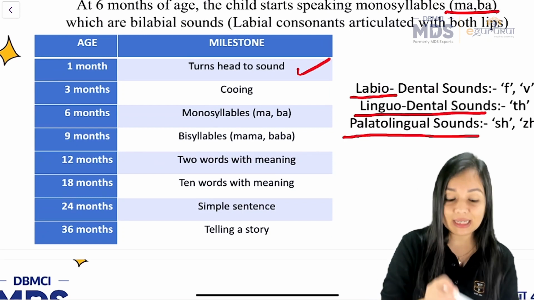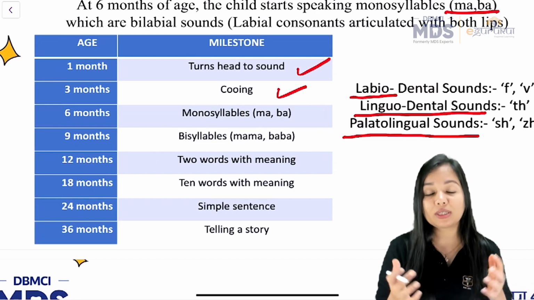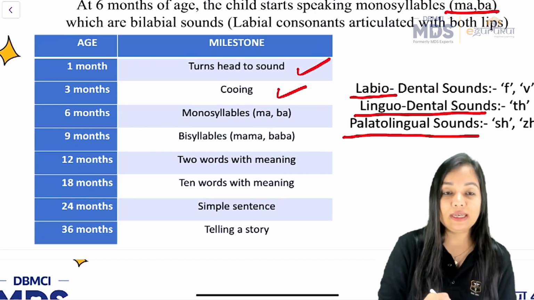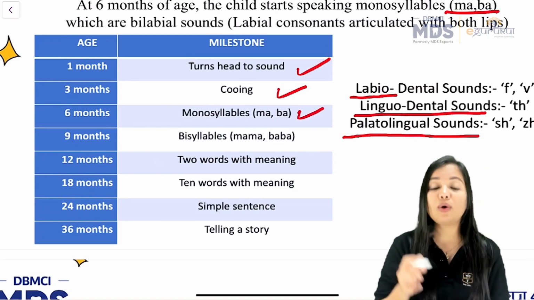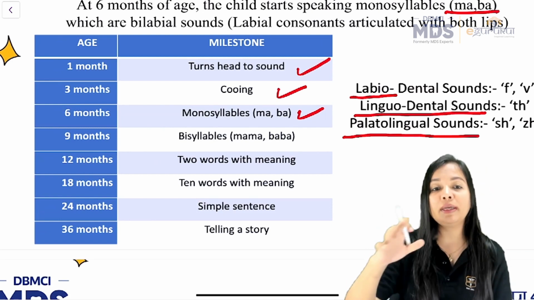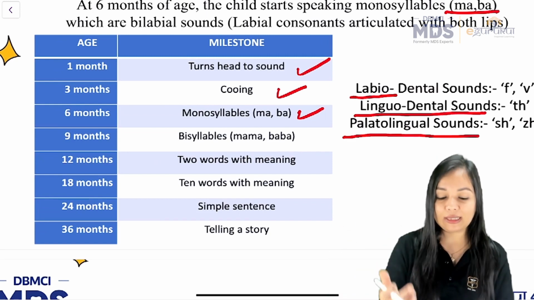So when he is 3 months old, he'll start cooing. That means making those baby sounds that infants make. That's called cooing. When he is around 6 months, he will start using monosyllables like ma or ba. He'll just say ma or ba, and he might not say mama or papa, just start saying ma or ba.